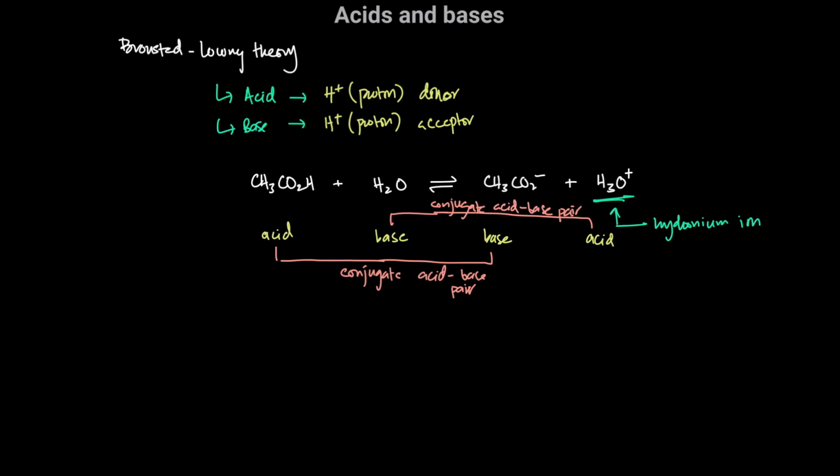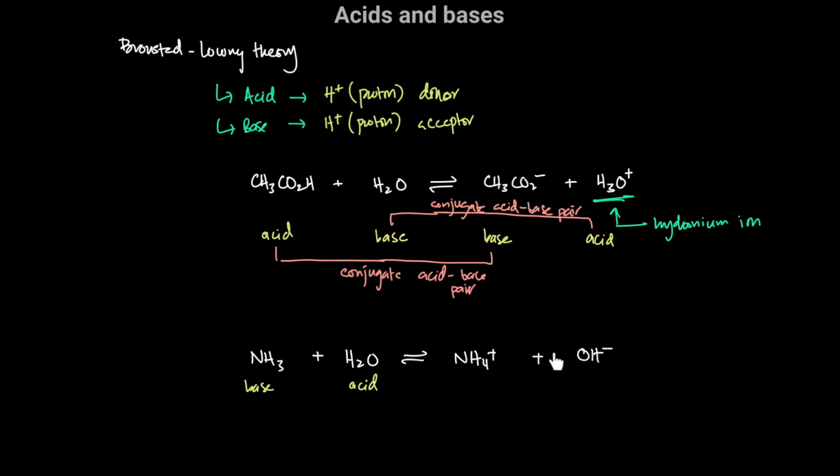All right, so the next example that we're going to look at is between ammonia and water. And here, ammonia forms ammonium ions, and water loses a proton to form hydroxide ions. So in this case, ammonia is the base and water is the acid. For the forward reaction, ammonia is accepting a proton from water, so water is an acid, a proton donor, and ammonia is a proton acceptor.